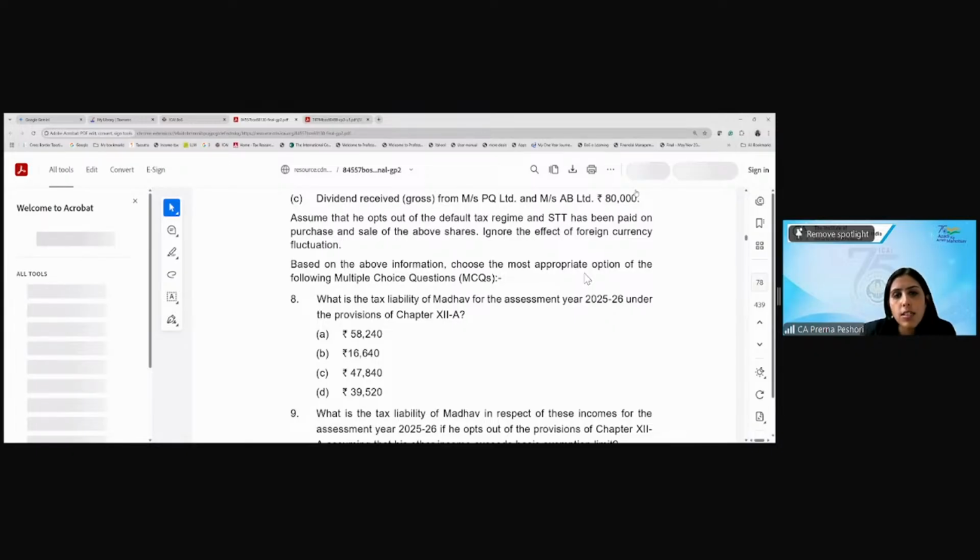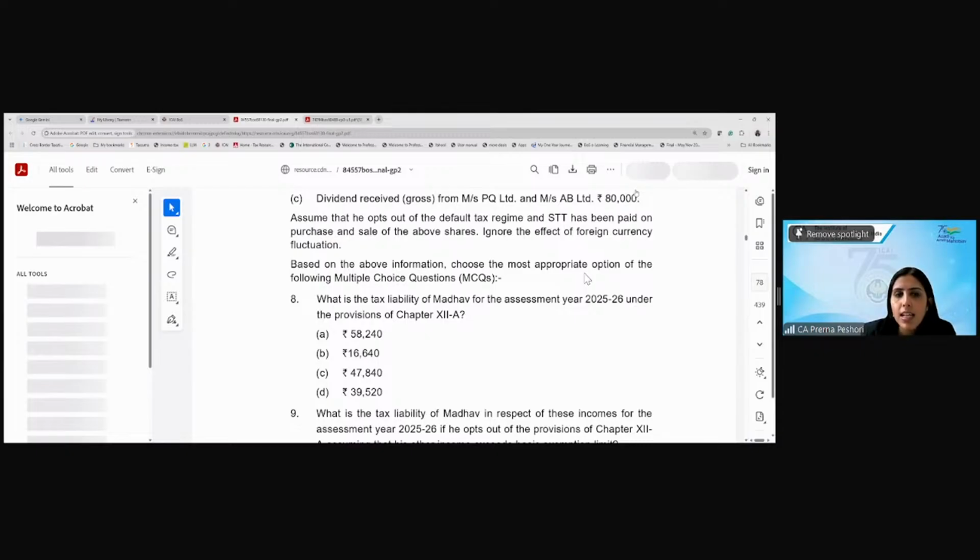So the answer to what is the tax liability for Madhav for AY 25-26 is A, which is 58,240. There will be 20% tax on the short-term capital gain. The long-term capital gain will be exempt because of the provision of 115F, as he has reinvested the amount. On the dividend, you will again calculate the tax at the rate of 10%, and plus you will add the cess amount. So that's how you get 58,240.